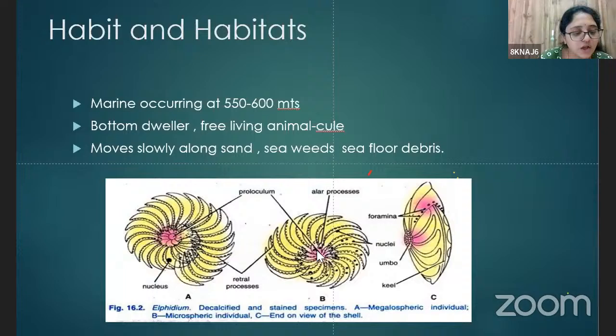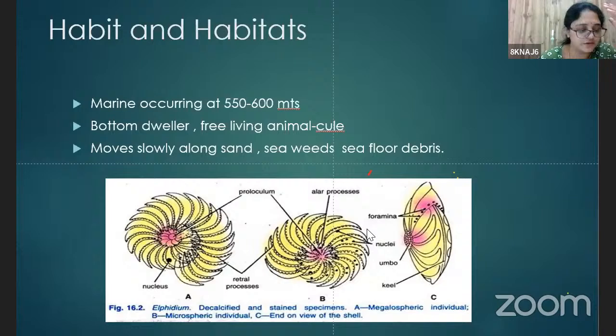And in Elphidium, the cytoplasm also has organelles such as the mitochondria, the ribosomes, the Golgi complex, endoplasmic reticulum, etc. The number of nuclei in Elphidium varies depending upon whether it is the megalospheric form or the microspheric form. The microspheric form is multinucleated, whereas the megalospheric form has only one nucleus. No special excretory organelles are present as such, and the excretory products are diffused through the general body surface.